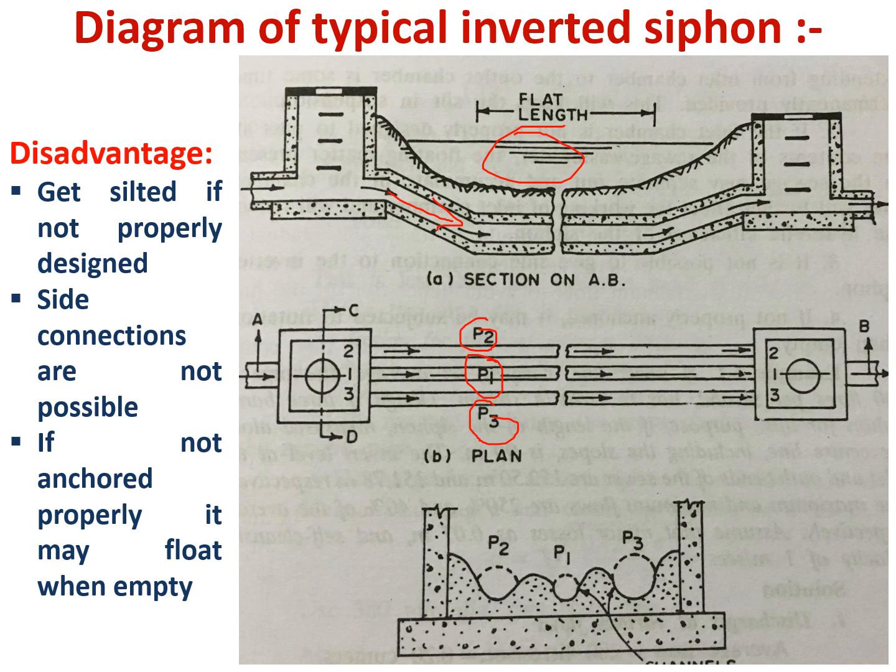The disadvantage is that it gets silted if not properly designed. If the design is not proper, there are always chances of silting in the horizontal position. Side connections are not possible because it is surrounded by the obstruction, so you cannot provide a side connection. If not anchored properly, then it may float when empty. Whenever it is empty, it will float. So these are some of the disadvantages of the inverted siphon.